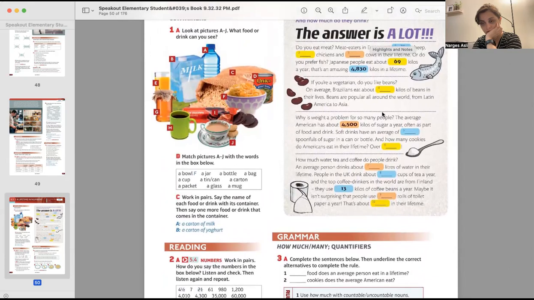How much water, tea and coffee do people drink? An average person drinks about 60,000 litres of water in their lifetime. People in the UK drink about 980 cups of tea a year, and the top coffee drinkers in the world are from Finland. They use 13 kilos of coffee beans a year. Maybe it isn't surprising that people use 61 rolls of toilet paper a year. That's about 4,300 in their lifetime.